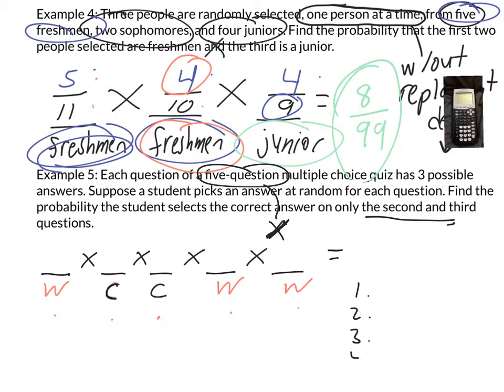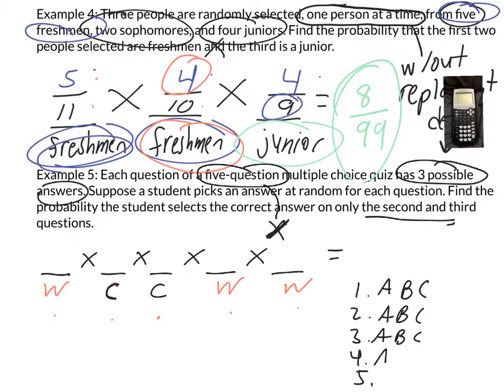So they said there are 5 questions. Each question has 3 possible answers. So an A, B, and a C for each question. And in my picture, I'm just going to pretend that C is always the right answer. All right, so let's start with question 1.